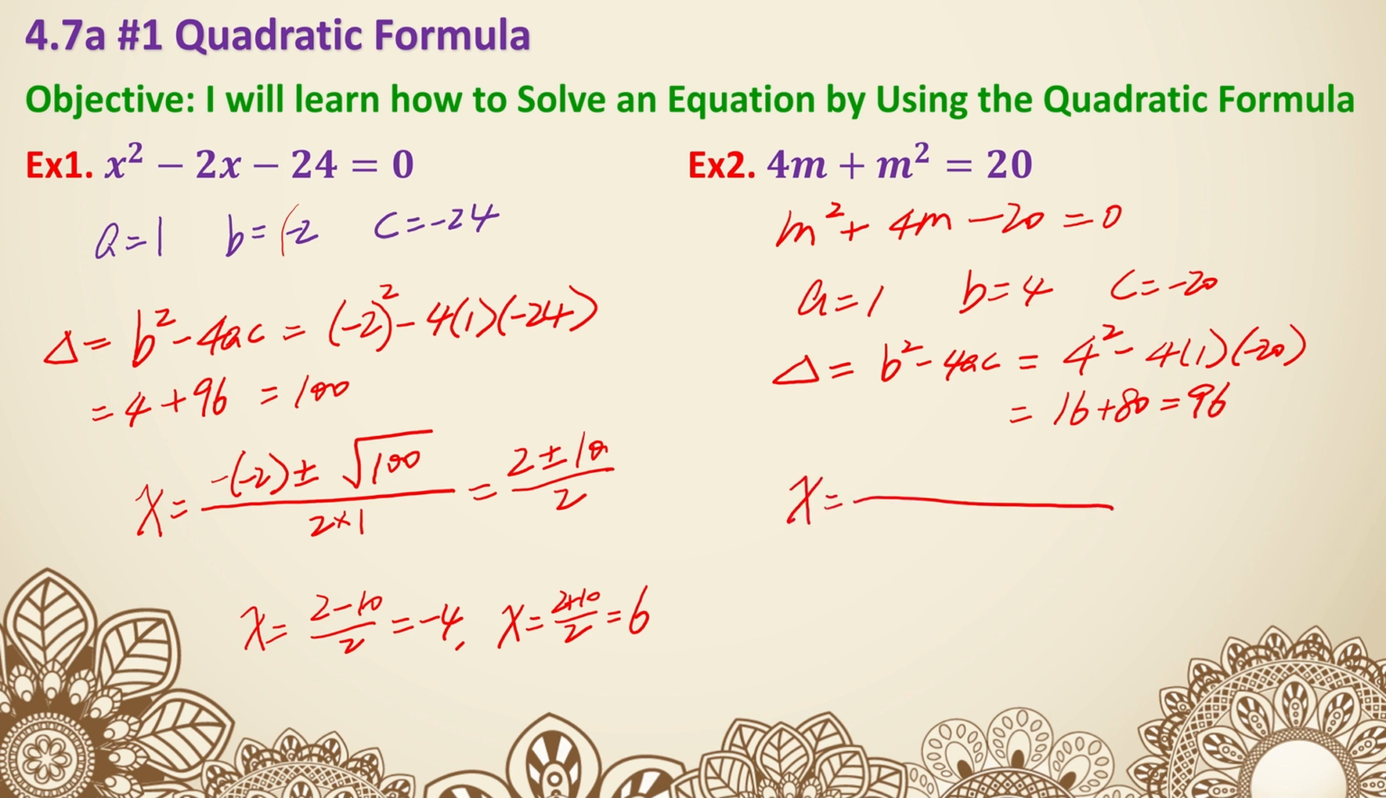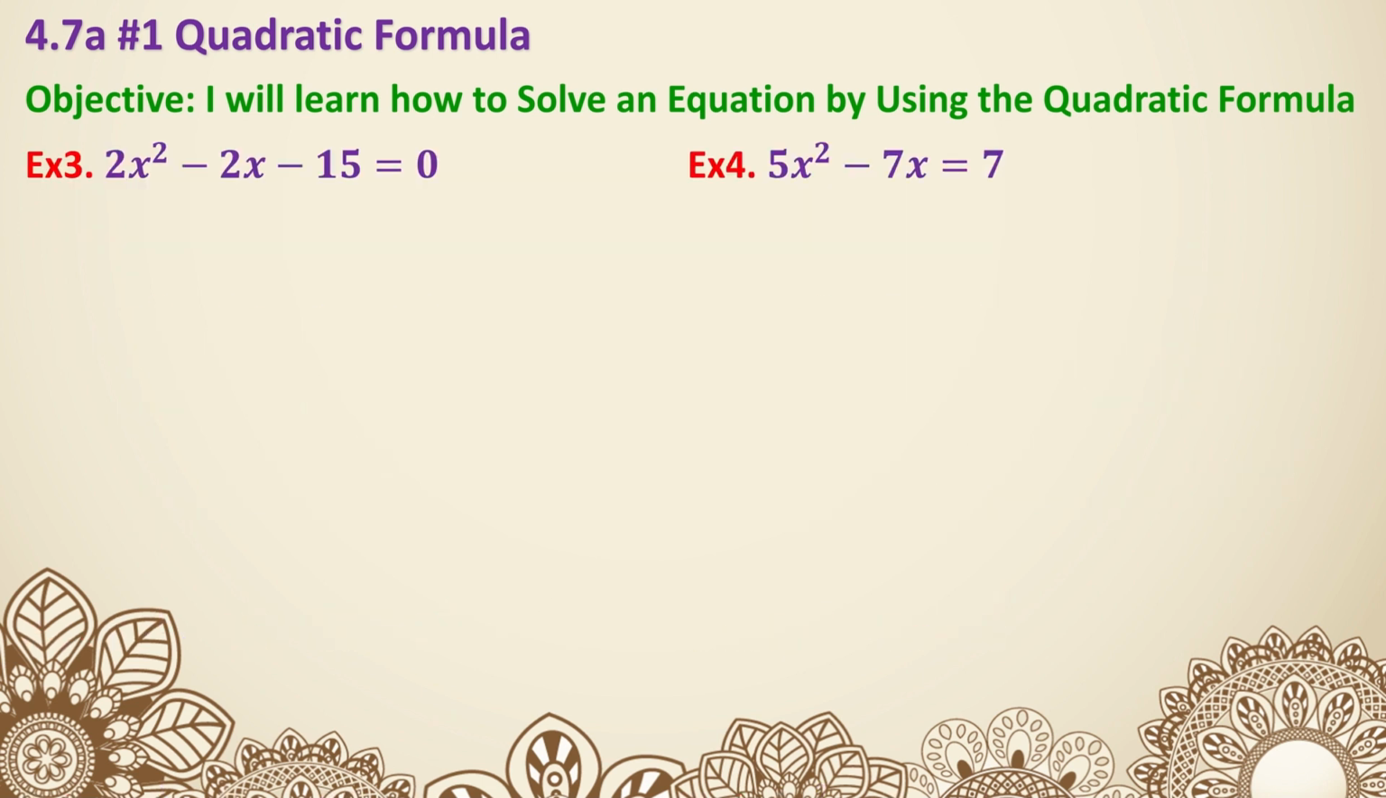X equals negative b, which is a negative 4, plus minus square root of 96. We already found what's going to be under the square root. And lastly, all over 2 times 1. Let's simplify. Square root of 96 is 16 times 6, so it's going to be a 4 square root of 6 all over 2. Let's separate them to simplify, but don't forget it's plus minus. So we'll get a negative 4 over 2, which is a negative 2, and then plus minus 4 over 2, which is a 2 square root of 6. And you can keep them separately, which is negative 2 minus 2 square root of 6 and negative 2 plus 2 square root of 6.